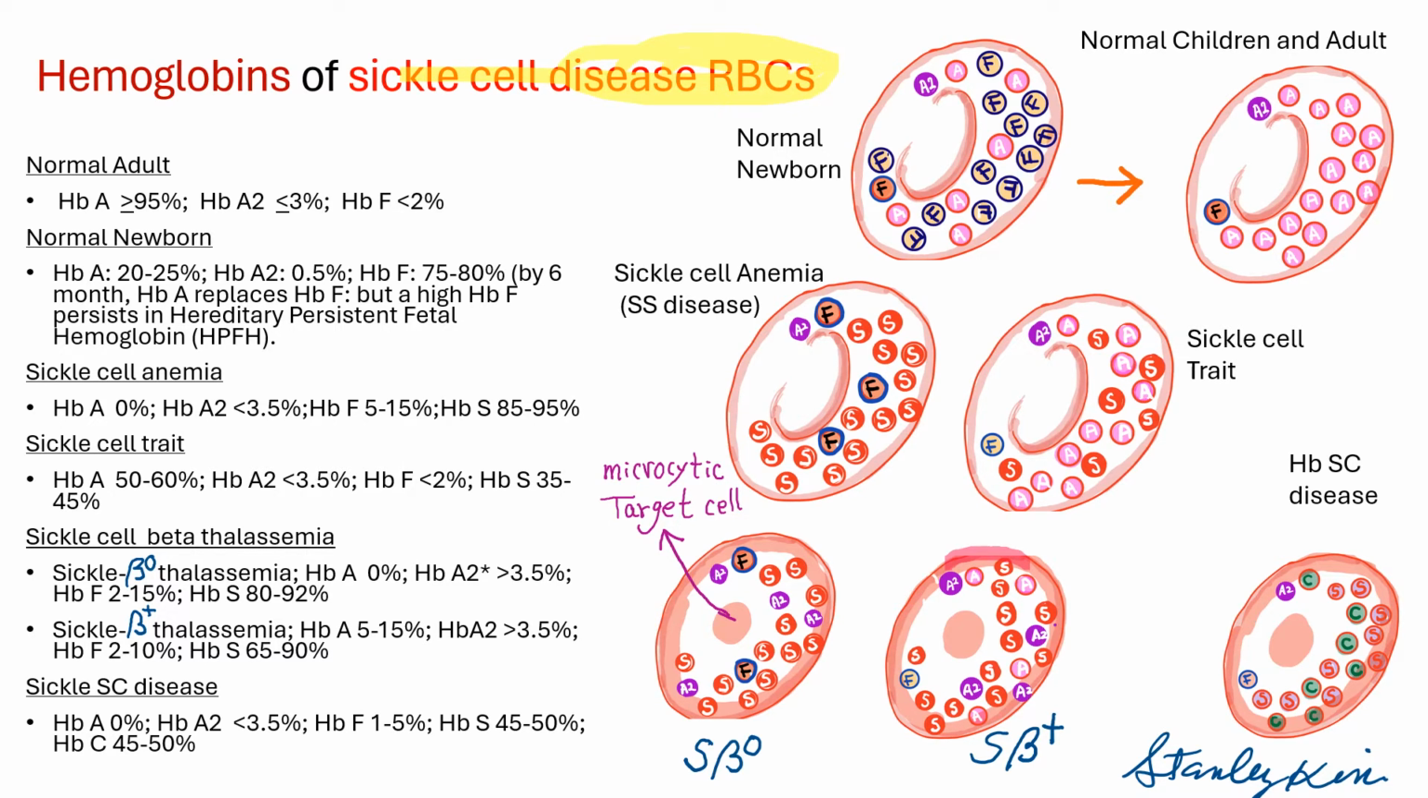First of all, let's look at the red blood cells of adults and children. Look at this picture. The majority of hemoglobins are hemoglobin A, accounting for more than 95%. And there is a little bit of hemoglobin A2, less than 3%, and hemoglobin F, less than 2%.